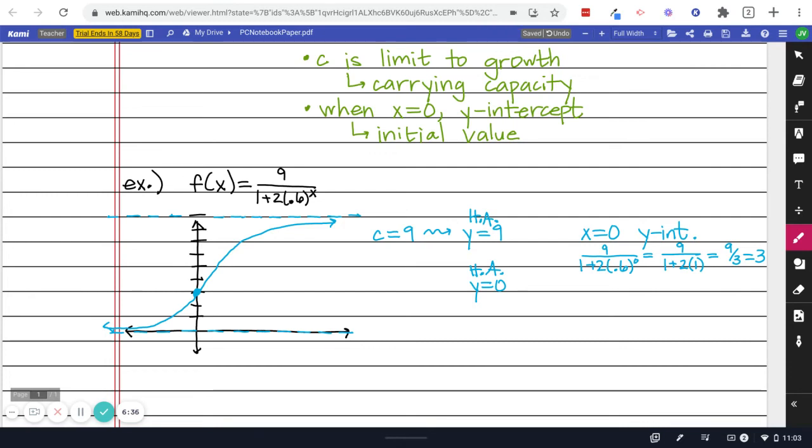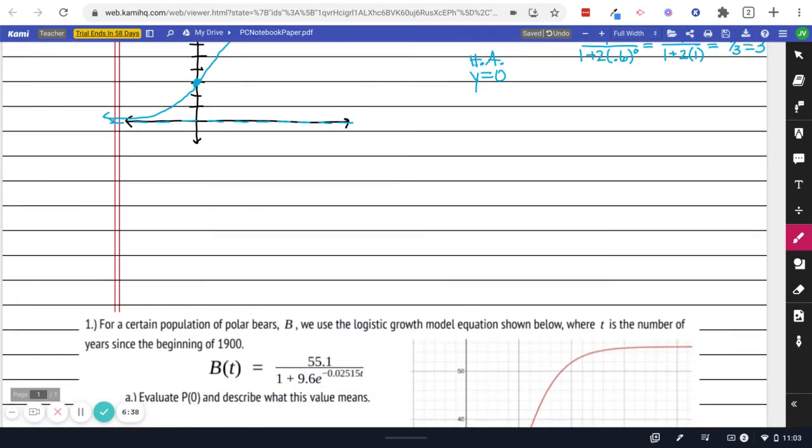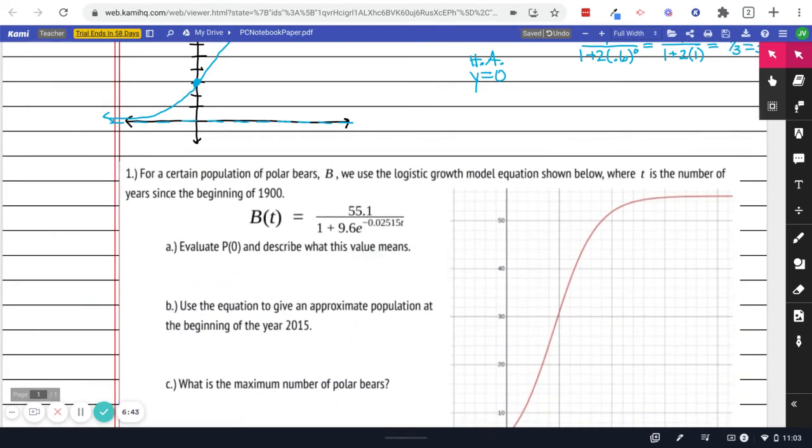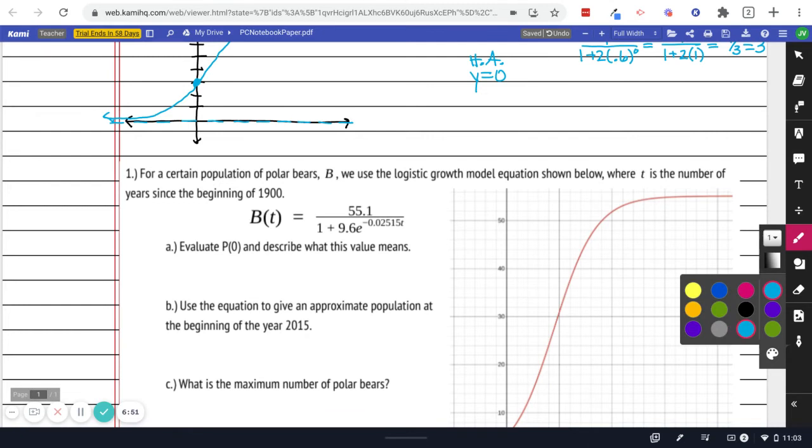So, what does this actually look like? Well, let's look at a word problem. I'm going to talk about this word problem, but I'm not expecting you to write this down. Maybe just listen, take it all in, and hear the key pieces, because there'd be a lot for you to write down. In this word problem, a certain population of polar bears, B, we use this logistic growth model. And it tells us that t is the number of years since 1900. So that's probably an important part.